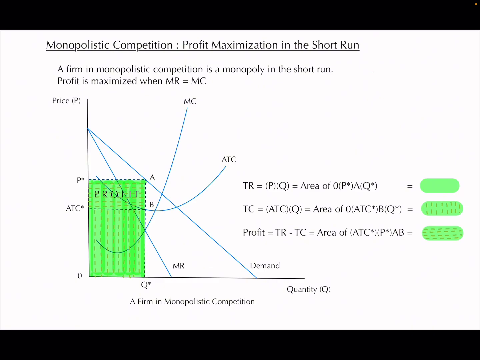Now, let's find the profit. We know that profit is total revenue minus total cost. To find total revenue, we must multiply price and quantity, or P star times Q star. To find total cost, we must multiply average total cost by the quantity, which is ATC star times Q star. Now, we can put them together. Since profit is total revenue minus total cost, profit can be found by P star minus ATC star, all times Q star.